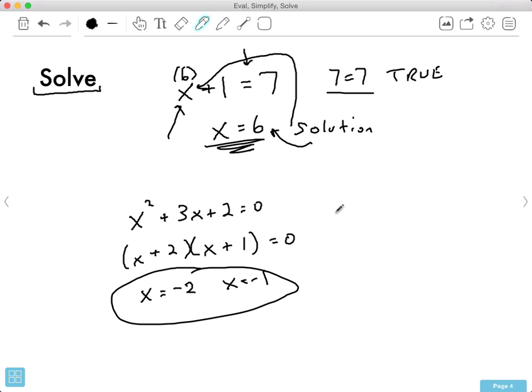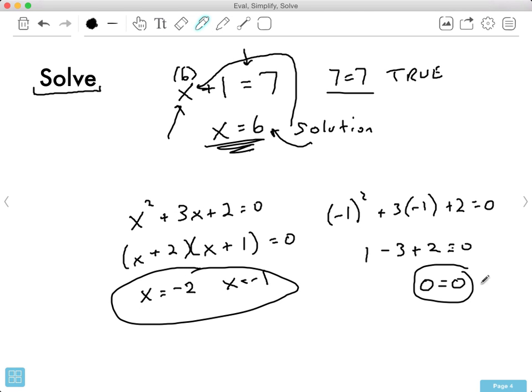And we'll just test one of them. We'll put in -1. So (-1) squared plus 3 times -1 plus 2 equals 0. So I get 1 minus 3 plus 2 equals 0. And 1 minus 3 is -2, plus 2 is 0, so I get 0 equals 0, which is a true statement. So x equals -1 is a solution. So is x equals -2. It would do the same thing if you plugged it in and worked it out.